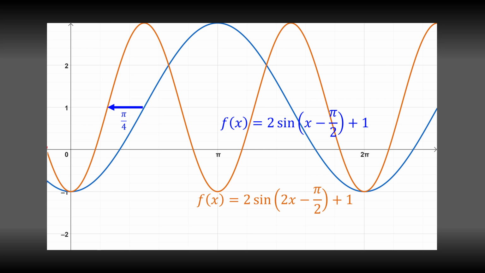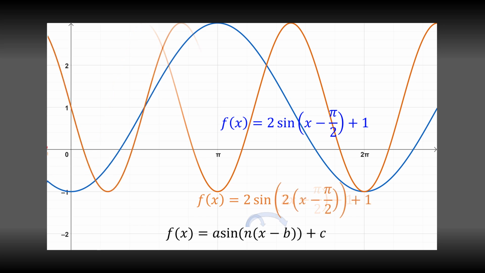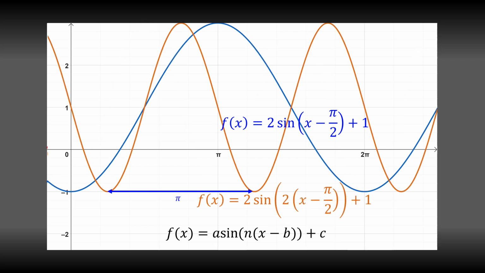What's going on there? Well, the problem is we didn't actually write this in the general form. The n term needs to apply both to the x and to the horizontal translation factor. If we do this correctly, we can see that the period halves and we also maintain our horizontal translation of pi on 2.